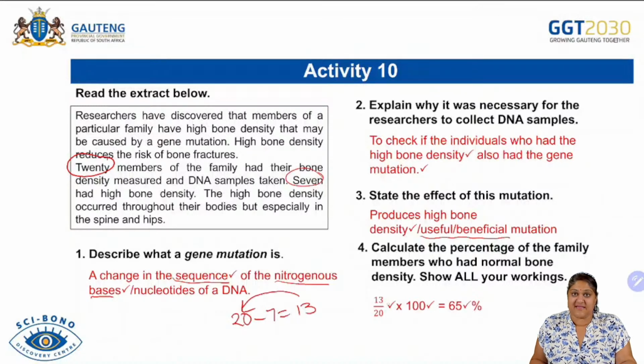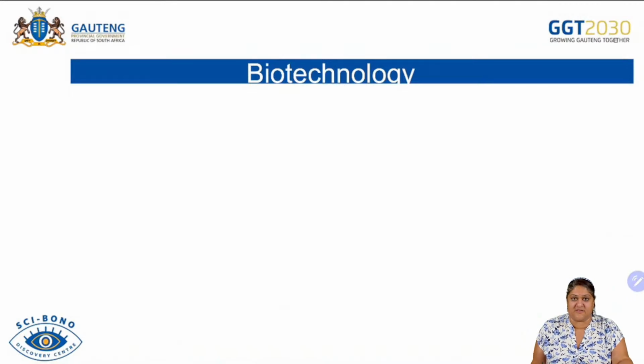There's 1 mark for that. Times by 100 to get a percentage, and we get 65%. So 65% of the family members had normal bone density. Okay. Whenever you have calculations, please make sure that you show all your working, okay? This 20 minus 7, there's no mark for it, but you're not going to be penalized if you do work it out. So please work out whatever you need to work out. Just be able to have it make sense and in logical order, and you will get your marks.